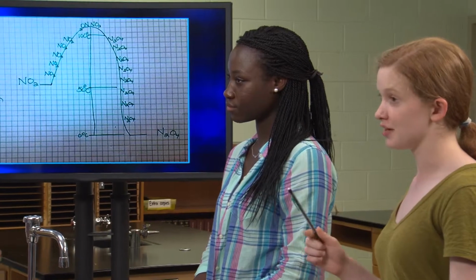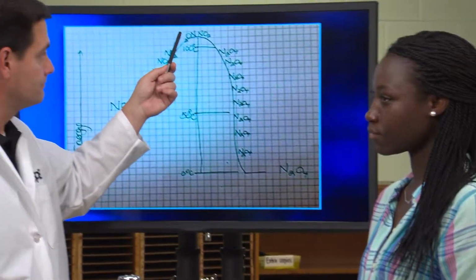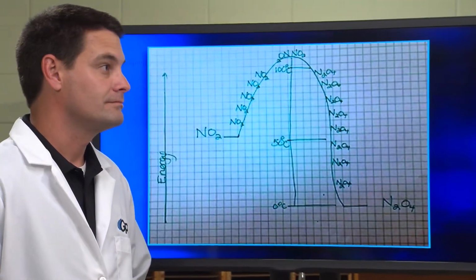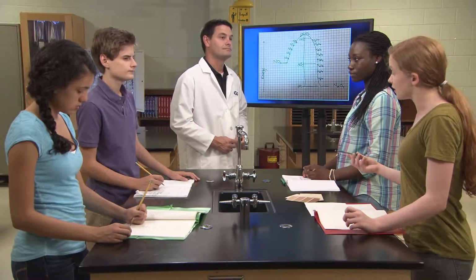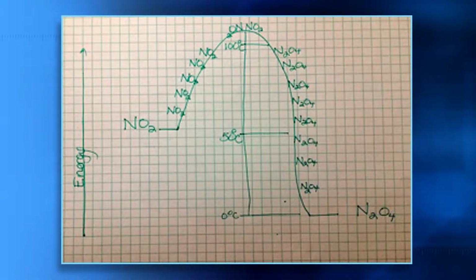At low temperatures, N2O4 molecules probably don't have enough energy to make it all the way up to the activation energy and convert to NO2. So there'll be more N2O4 than NO2. At high temperatures, more N2O4 molecules have enough energy to reach the activation energy and convert back to NO2. So there will be more NO2 at higher temperatures.